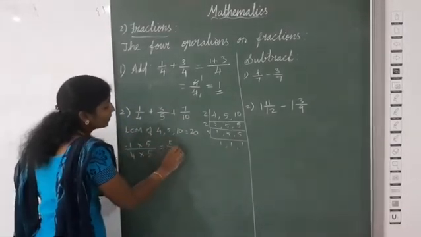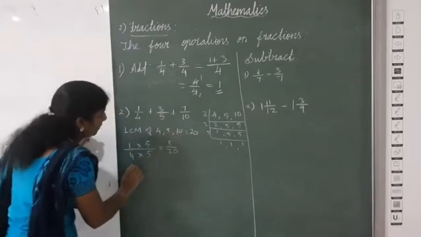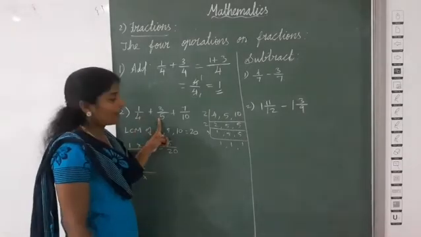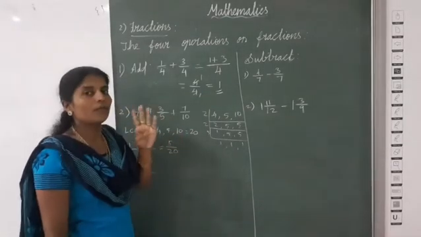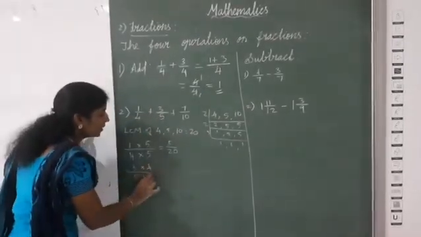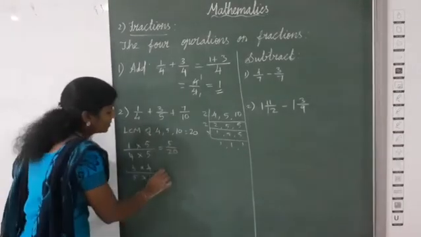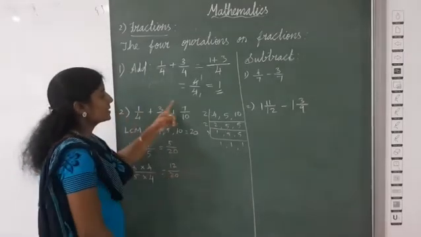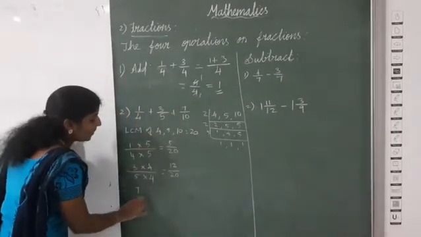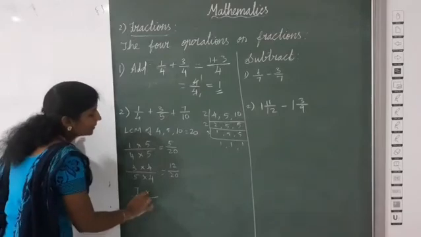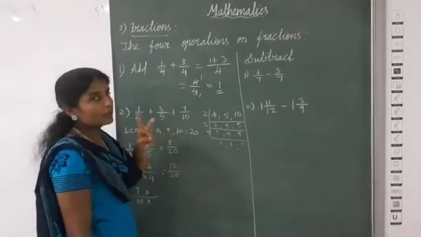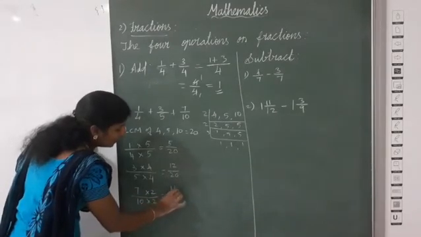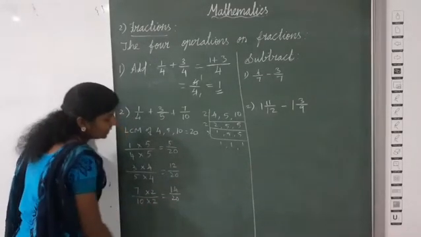So 5 by 20. Then 3 by 5. What is the denominator? 5. 20 divided by 5 is equal to 4, so we multiply by 4 in the numerator and the denominator. 4 3s are 12, 5 4s are 20. Then 7 by 10. 20 divided by 10 is equal to 2, so we multiply by 2 in the numerator and the denominator. 7 2s are 14, 10 2s are 20.